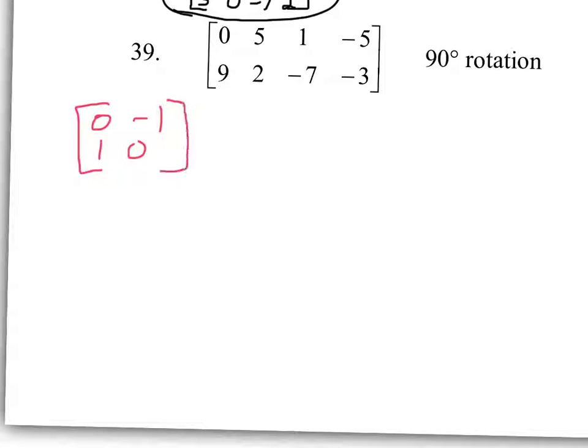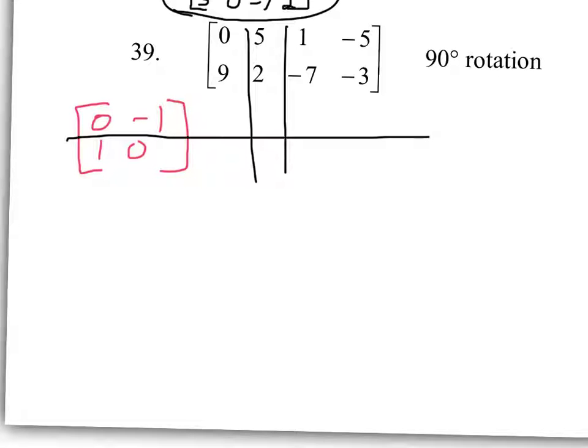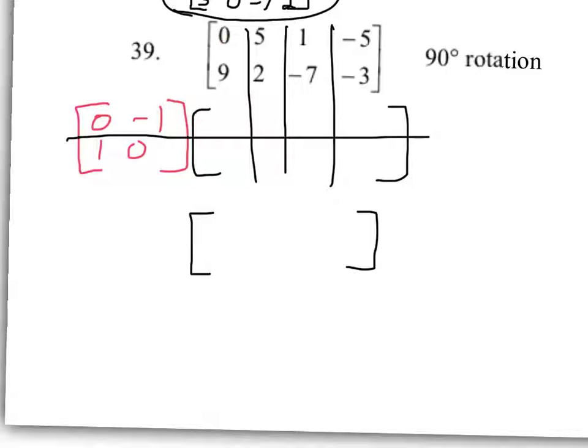All right, I'll use the grid way once again. And this is a quadrilateral, so it's going to stay a quadrilateral in the end. I'll make our final answer down here. All right, so starting at the beginning, 0 times 0 is 0. Negative 1 times 9 is negative 9. Add those together, and you get negative 9. 0 times 5 is 0. Negative 1 times 2 is negative 2. Add those together, and you get negative 2.